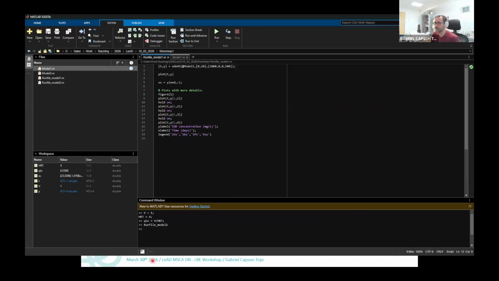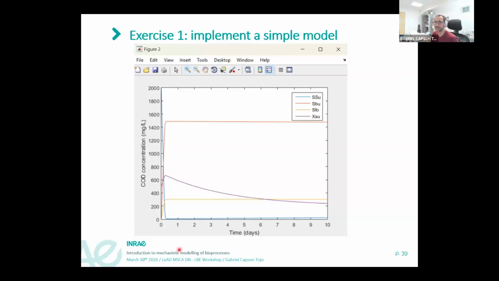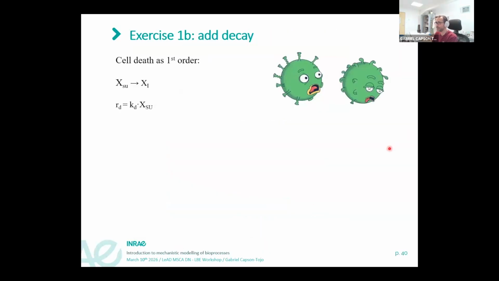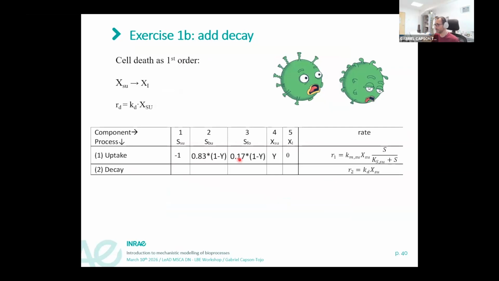What I'm going to do now is ask you to work again a little bit. Basically, the idea is that, as I was saying before, a reaction that most of the time we also have in our system is biomass death. So biomass is growing, but at the same time, a certain amount is dying. And what we're going to have is our matrix, which is exactly the same as you have here, but you're going to have another reaction that is decay, so biomass death.